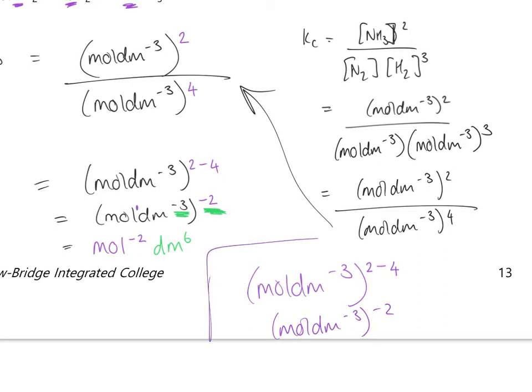So this way is probably the simplest, if you can remember that your units are going to be moles per decimeter cubed to the power of balancing number of products minus balancing number of reactants. So loads of ways to do that. Hopefully I haven't overcomplicated it by giving you all the methods, but find the method that suits you best and that you're best able to work through.